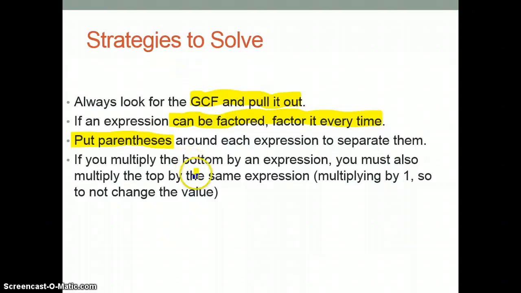And then the last part, if you multiply the bottom of an expression, you must also do the top of the expression. So what this looks like is when you multiply by x plus 2 on the top, we have to multiply by x plus 2 on the bottom, because this is essentially multiplying by 1. Anything over itself is 1, so we're not changing the value, we're just changing the way that it is written.